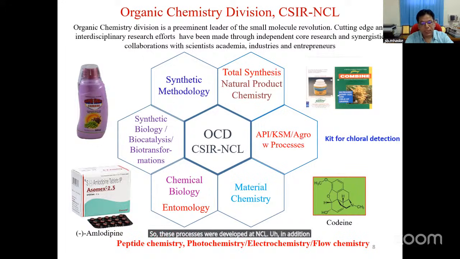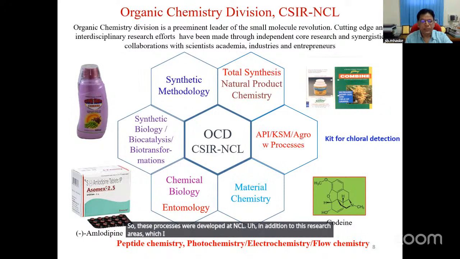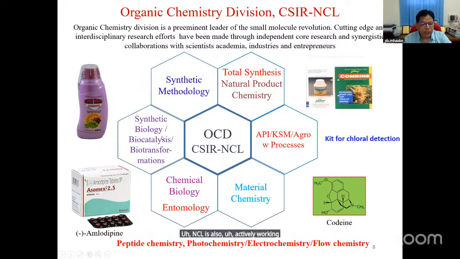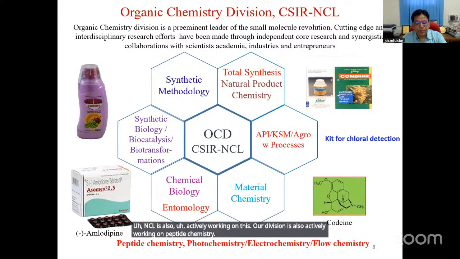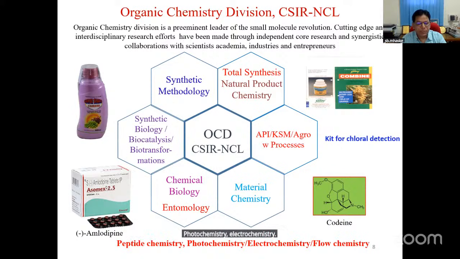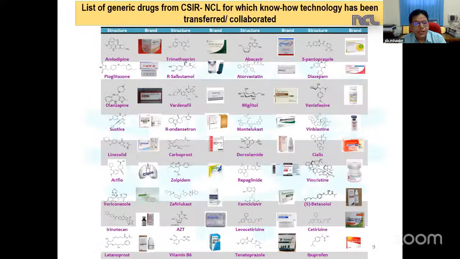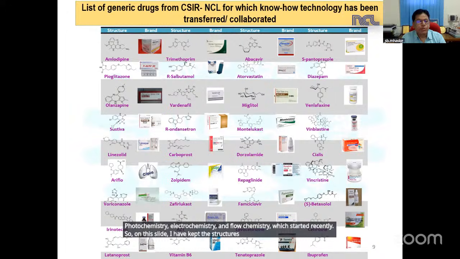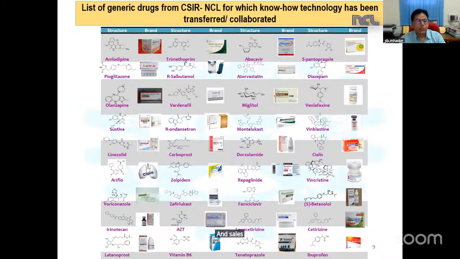In addition to these research areas, which I have shown in the center, our division is also actively working on peptide chemistry, photochemistry, electrochemistry, and flow chemistry, which started recently. On this slide, I have kept the structures and names of some of the drugs and drug intermediates for which NCL has developed technology and transferred to the industry. The list is not exhaustive. This is just a representative list, and many more such drugs and API processes have been transferred to industry.